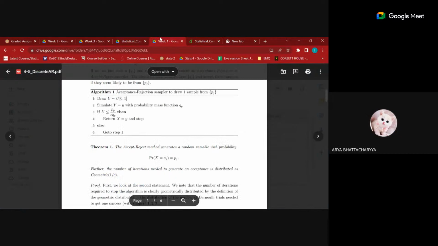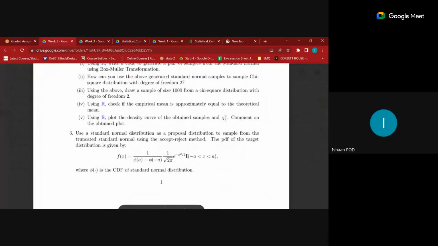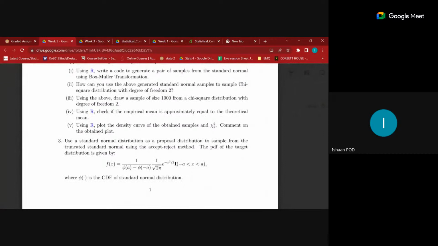Sir, can you go to grade 7-3? Yes. Aditya, do you want to go ahead or should I ask something? Question 3, sir, just an explanation. Question 3, okay. You need to sample from the truncated standard normal. That's all right.